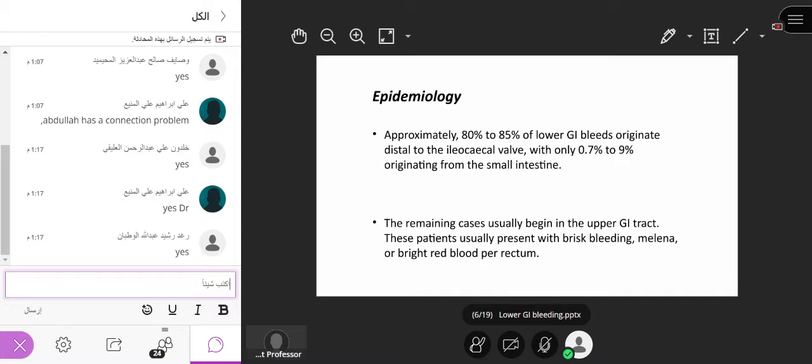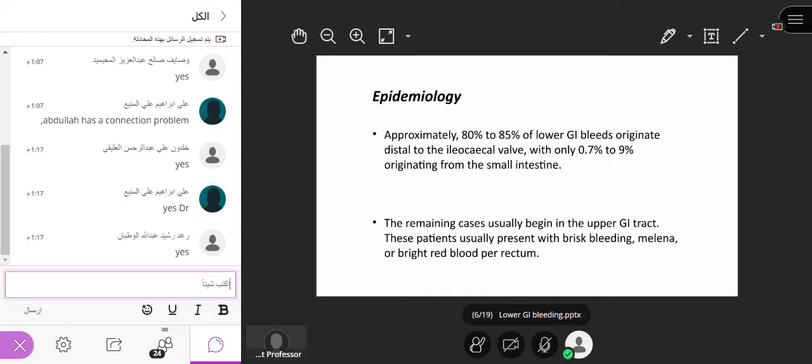80 to 85% of GI bleeding originates distal to the ileocecal valve. Although classically or theoretically the origin starts from the jejunum for the purpose of defining lower GI or upper GI, 80 to 85% of bleeds originate distal to the ileocecal valve: cecum, ascending colon, transverse colon, descending colon, sigmoid, and colorectal, with only 0.7 to 9% originating from the small intestine. The small intestine bleeds very rarely.